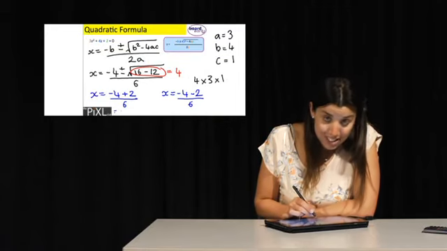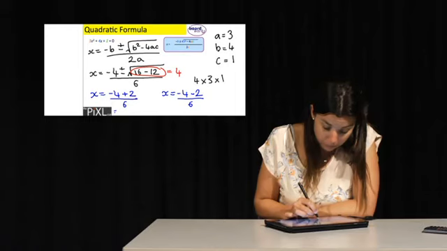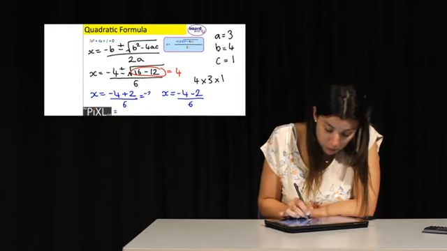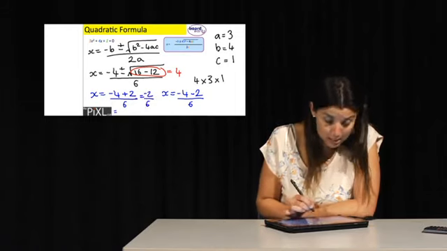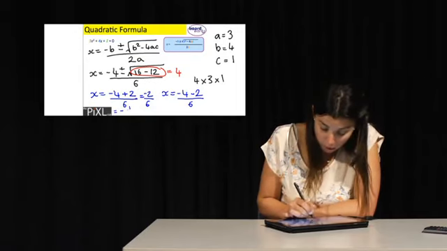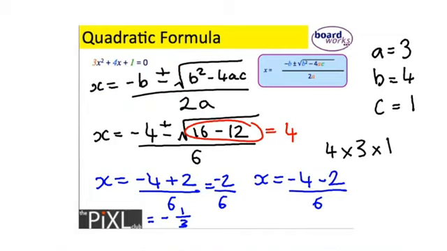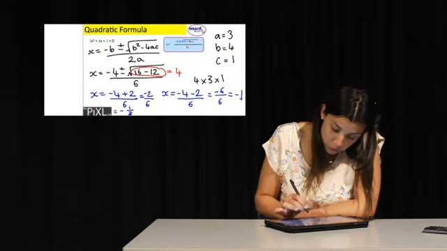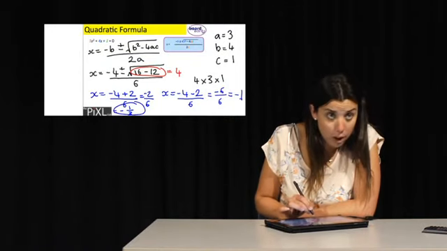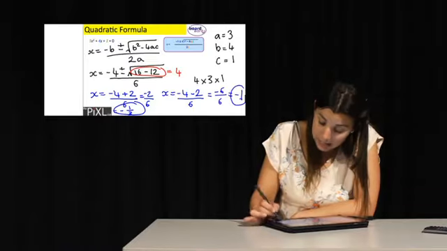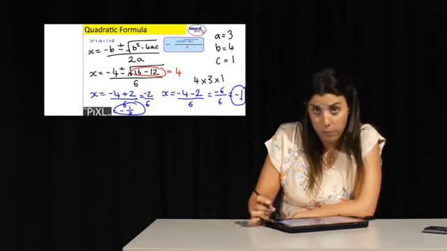Minus 4, add 2 is minus 2. So we have negative 2, divided by 6, which is negative 1 over 3, if you simplify it. So it's negative a third. Then here we have minus 4, minus 2. Minus 4, go down another 2, is minus 6. Negative 6 divided by 6 is negative 1. So our two solutions are negative 1/3, and our second solution is negative 1.